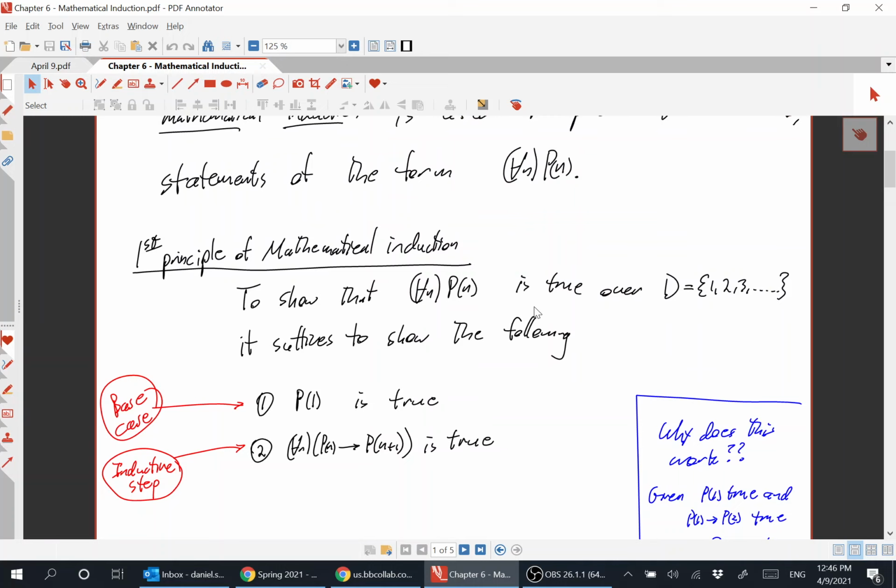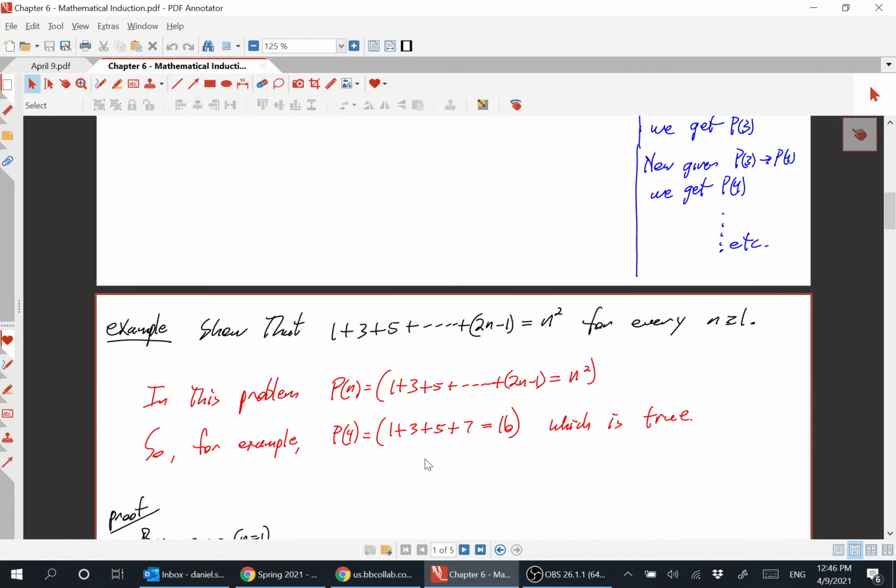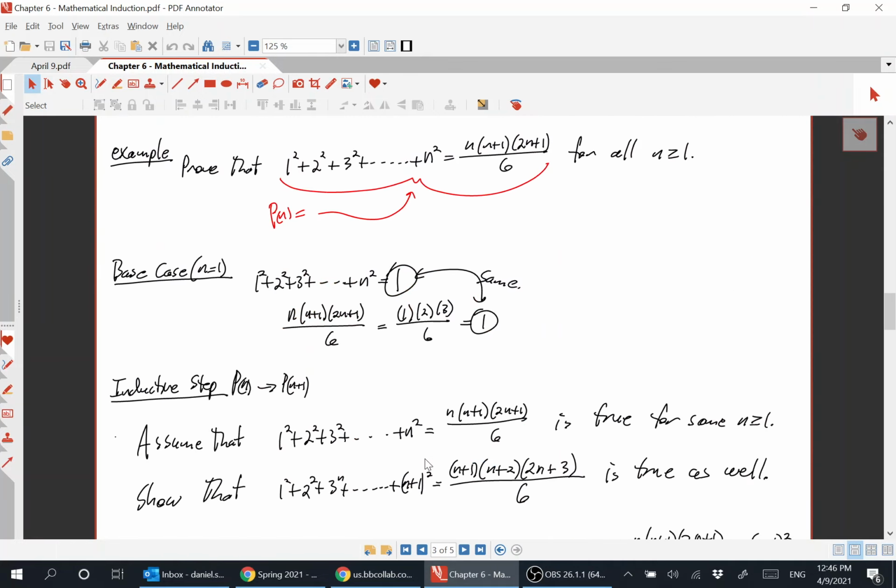So to show that for all n, P of n is true, you show that P1 is true, and for every n, Pn implies Pn plus 1 is true. This is called the base case. This is called the inductive step.